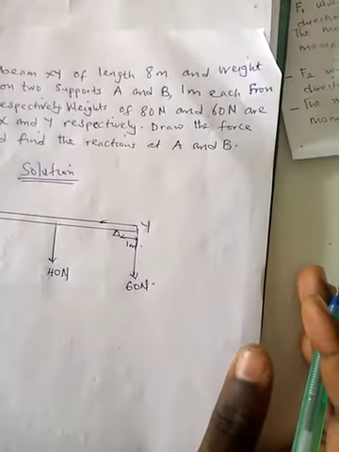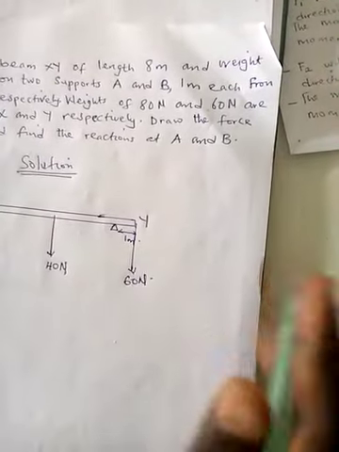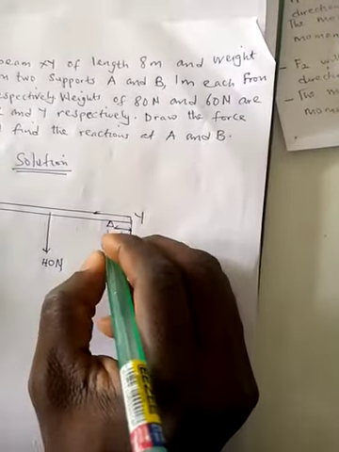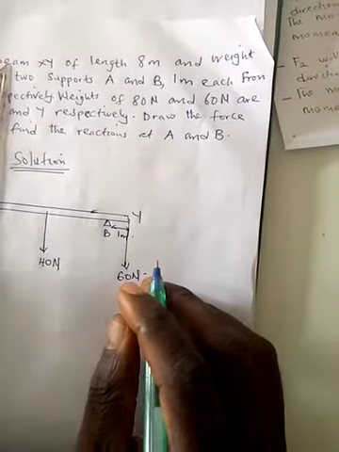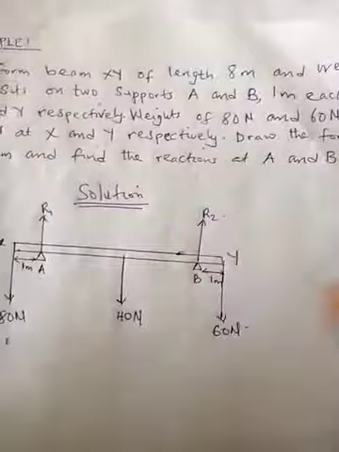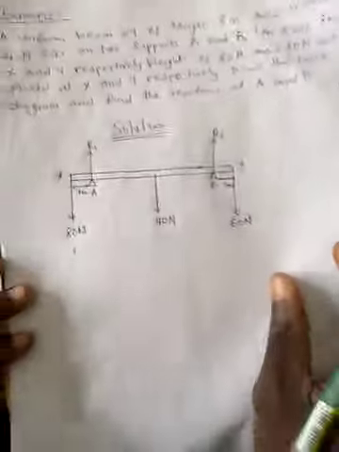So we have to draw the force diagram. This is the force diagram that we have just drawn. Then we are asked to find the reactions at A and B. So this is pivot A and this is pivot B. Then the reaction at support A is R1 and the reaction at B is R2. You can use any letters for this if you wish to.